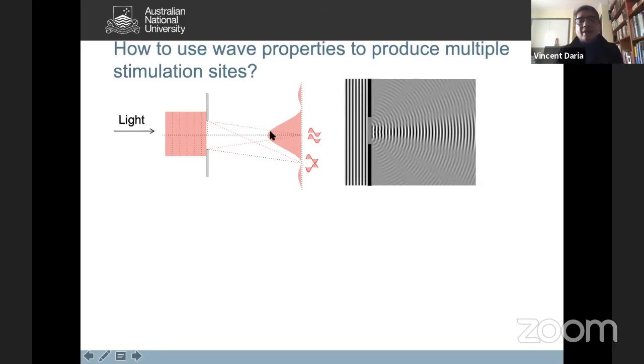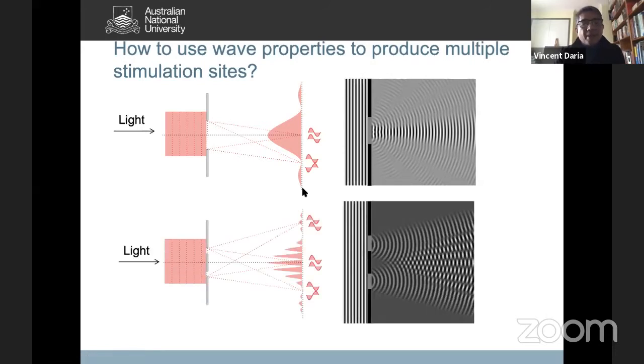So when you have this constructive interference, you get bright patterns, and if you have destructive interference, you have no light, like dark regions. If you make the pattern more complex, you get a more complicated light pattern here. This is like a two-slit experiment, and you get sharper peaks.